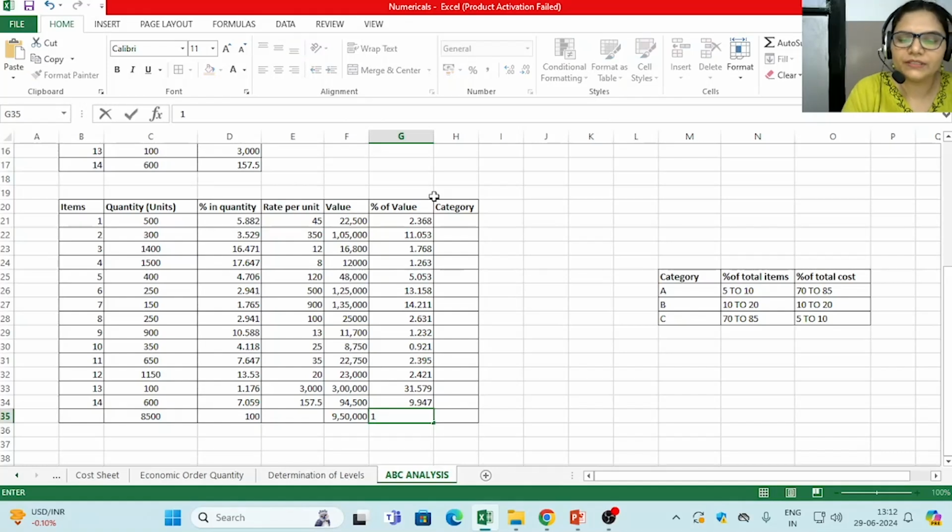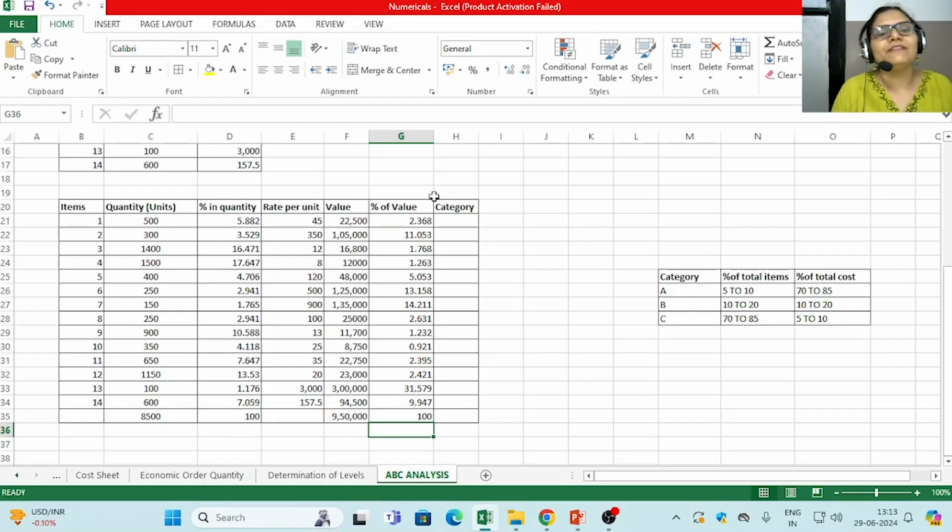Now the total of this again comes to 100. Now we have calculated all these values. We have calculated percentage of quantity and percentage of value, and now the final task is to categorize them as A, B, and C. As I have mentioned in the table in front of you, A category items consist of 5 to 10% of quantity but carry a total value of 70 to 85%.